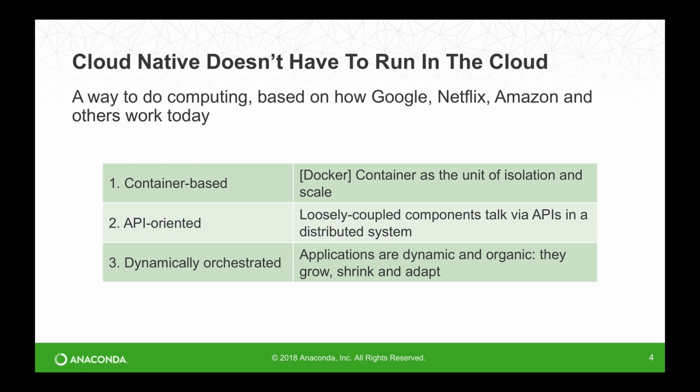And then the third characteristic of cloud native is that the application is dynamically orchestrated. So these loosely coupled applications, this collection of components that talk through network APIs, enables the application to become dynamic and organic. So as demand increases on the application, it can grow in size. And as demand fades away, it can shrink back down again. As the application changes over time, new capabilities are added, the application grows and shrinks. So applications become almost organic, right? They adapt to the circumstances, they adapt to changes.